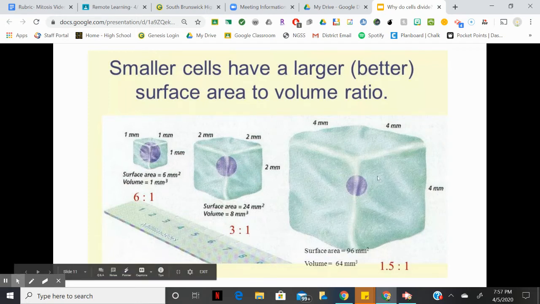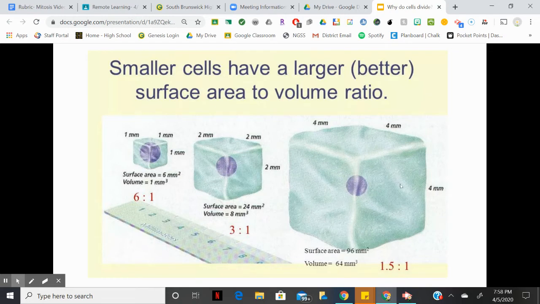This one, the largest cube, has a surface area of 96 millimeters squared and a volume of 64 millimeters cubed. You can calculate this the same way you did on the previous 2 slides, and the ratio is 1.5 to 1. So you'll notice that the smallest cell has the largest surface area to volume ratio. So smaller cells have a larger and actually better surface area to volume ratio. So you want the cell to be small, and that means it will have a larger surface area to volume ratio. This means that the surface area is larger than the volume, okay?